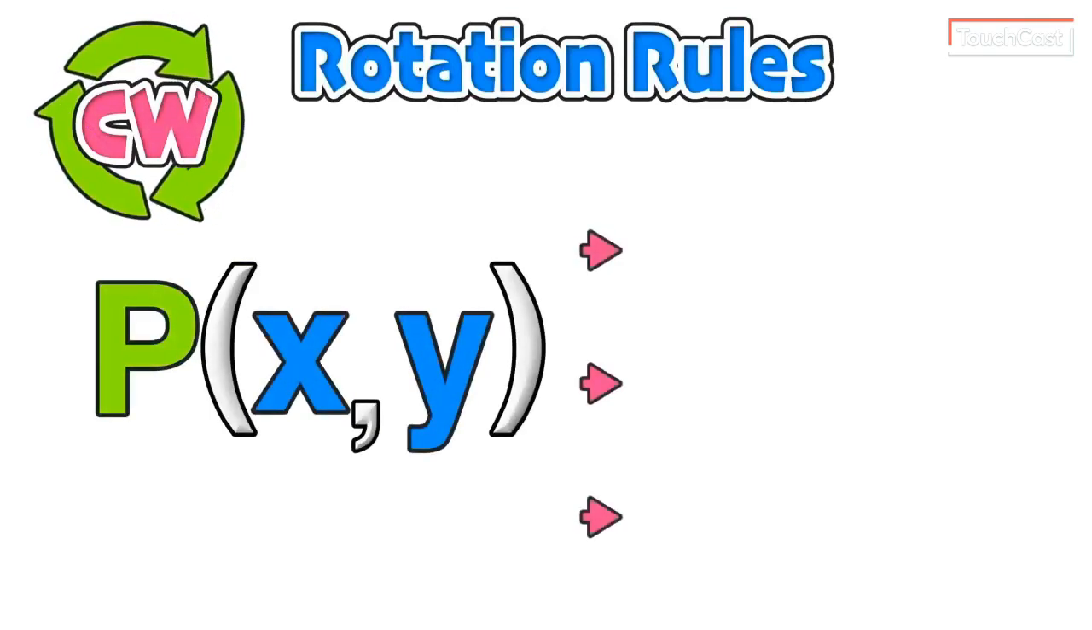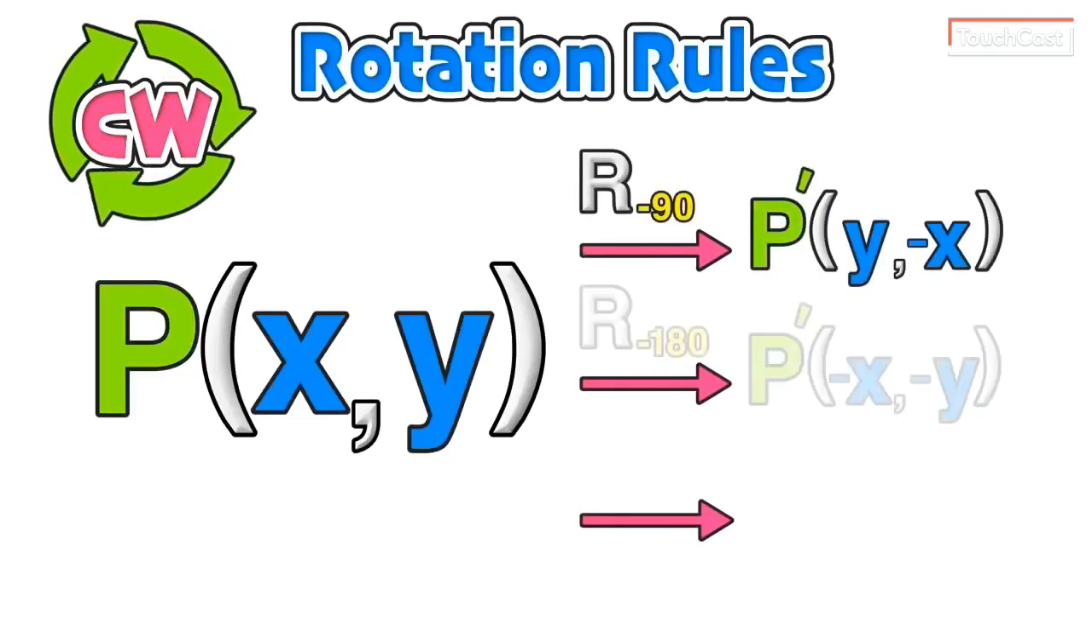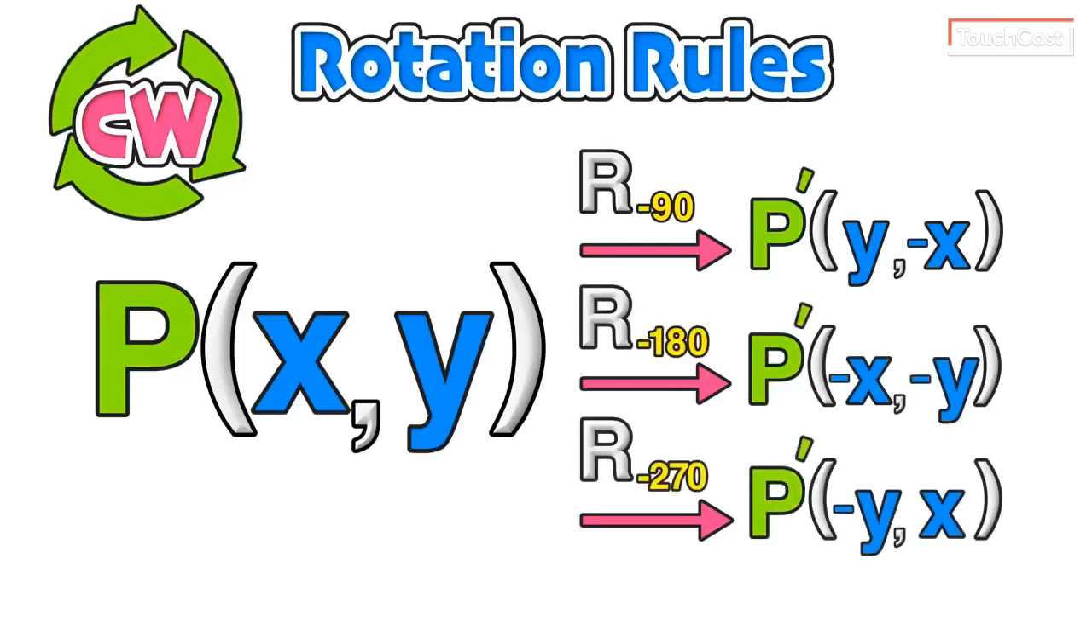Now, just as we had rotation rules for counterclockwise rotations, we have another set of rules for clockwise rotations. So for any point P with coordinates x, y, we have a set of rules for negative 90, negative 180, and negative 270. And again, those negative signs just mean to negate or to switch the sign.